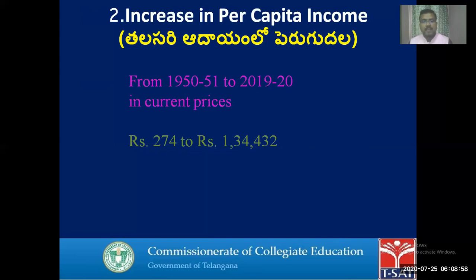Here you see per capita income of India, that means income per head per annum. In the year 1950-51, it was just rupees 274 at current prices. But by the year 2019-20, it reached rupees 1,34,432. Around rupees 1,35,000 is now the per capita income of India.